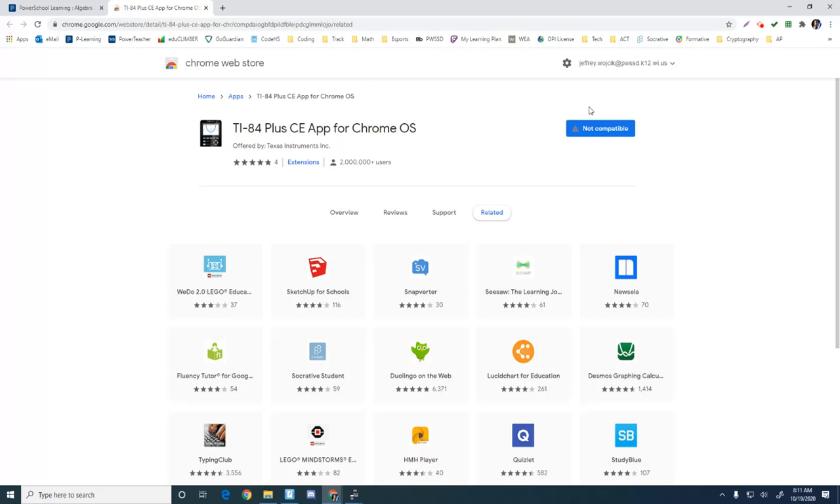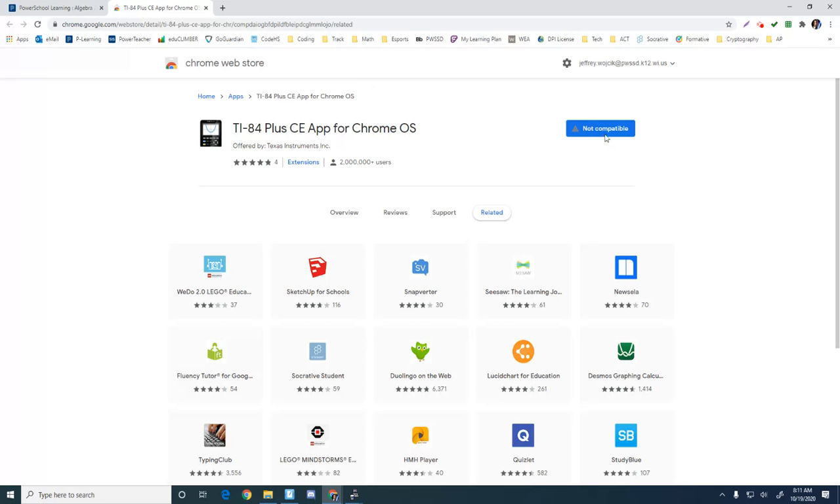Yeah, hit launch app, that blue button. Boom. And there it is. It works. And then, yeah, I can hit launch app. There you go. Pretty awesome, huh?